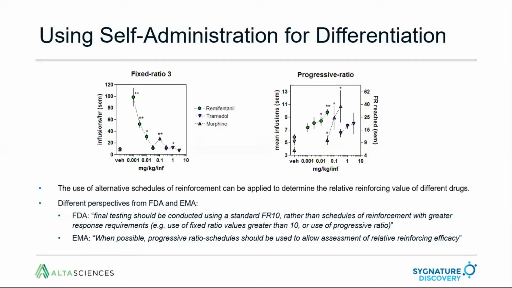So why have I talked you through this? Well, that comes from the text on the bottom of this slide, which is that there's actually very different perspectives from FDA and EMA when it comes to the use of schedules such as progressive ratios. So from an FDA perspective, final testing should be conducted using a standard fixed ratio schedule, and they discourage the use of the progressive ratio schedules. In contrast, the EMA said that actually when possible, progressive ratio schedules should be used to allow assessment of relative reinforcing efficacy. Next slide, please.